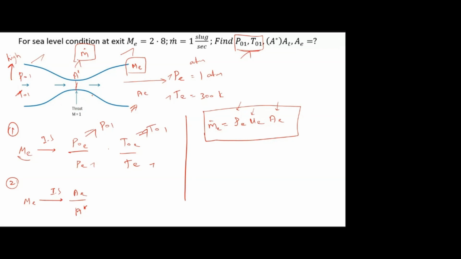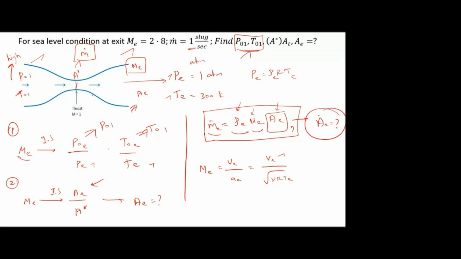So rho e I can find using the P equals rho RT relation. Then ue, I know the Mach number, from that I can find the velocity. AE is unknown. M dot E is given as 1 slug per second. We will give it in SI unit only. So rho E is known, UE is known, M dot E is known. From there I can find AE. Is it clear?